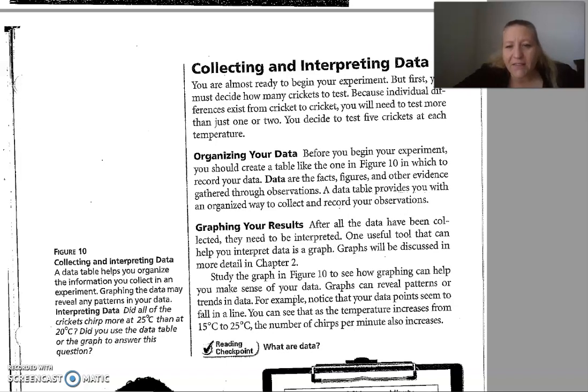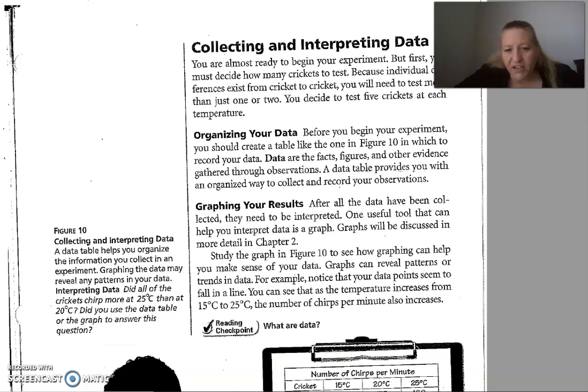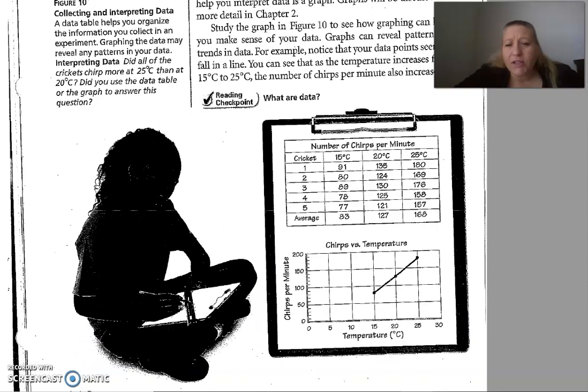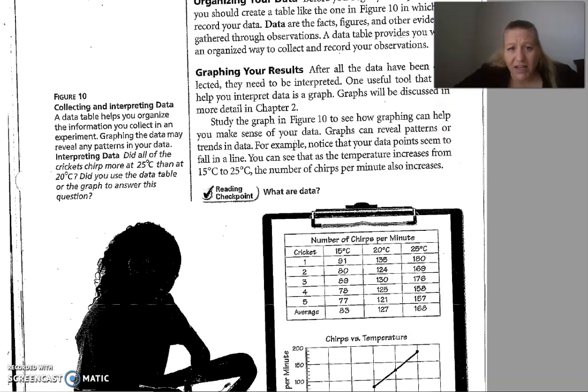Data are the facts, figures, and other evidence gathered through your observation. A data table provides you with an organized way to collect and record your observations. So you can see here that this is how you would collect data. Okay, it's organized and it's a way to explain your data.